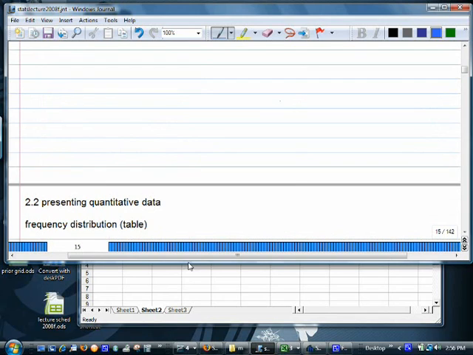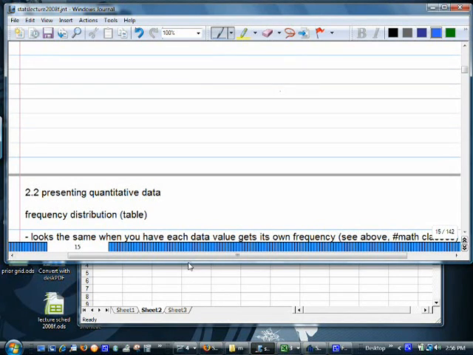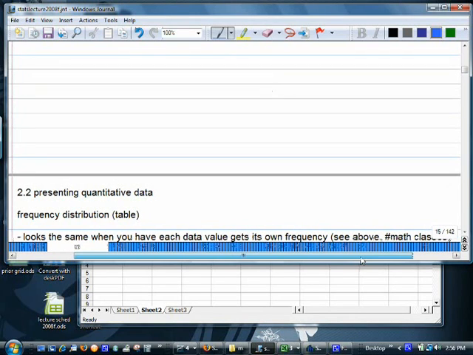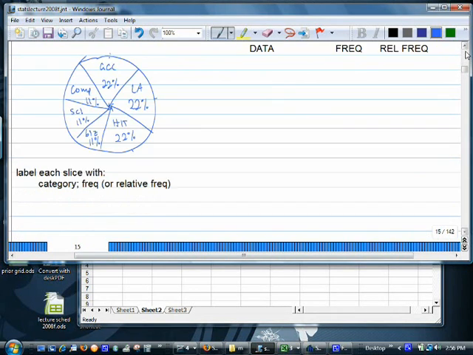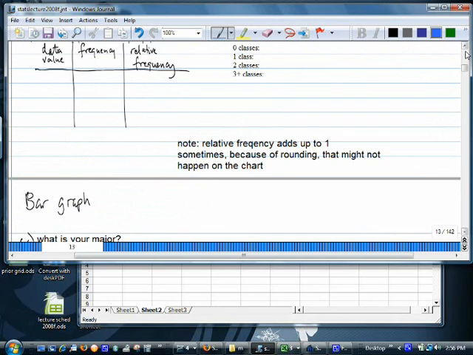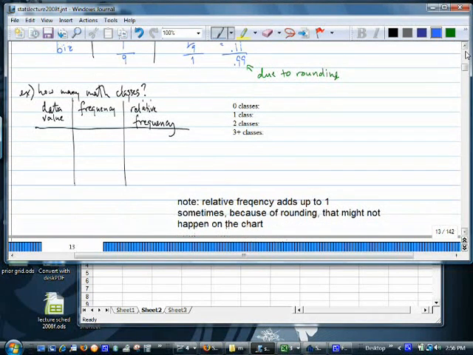Sometimes it's going to look exactly the same as we saw before. So for example, let's make a frequency distribution for how many math classes people had taken. So the data that we had was 11, 11, and 2. So let's make the table for that. What do we do? What are the data values?